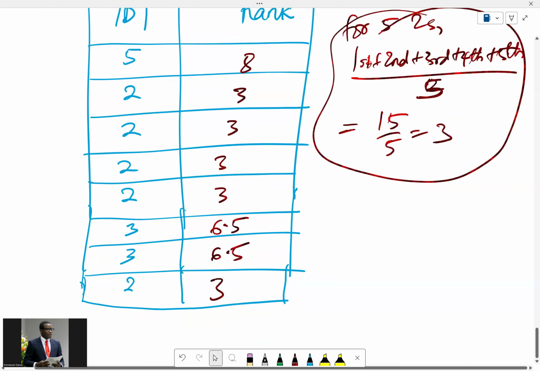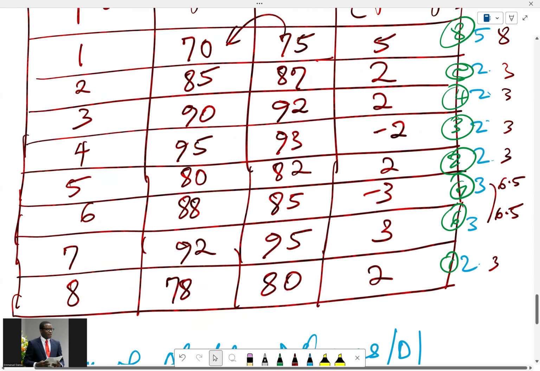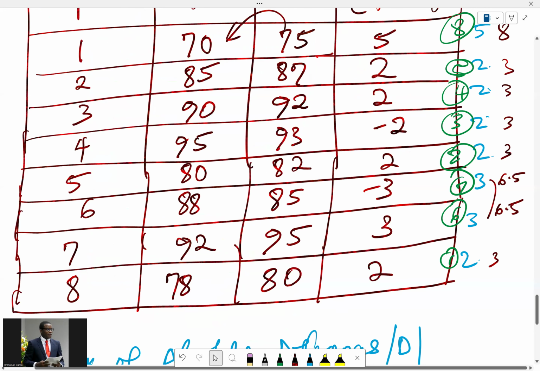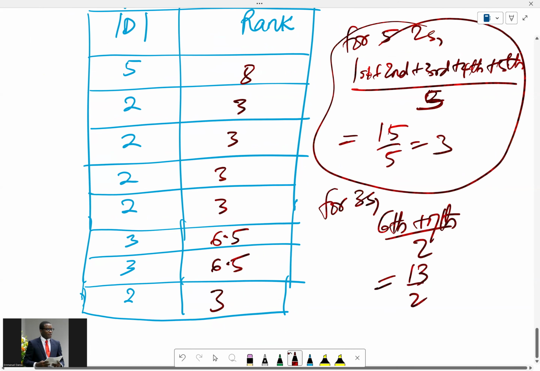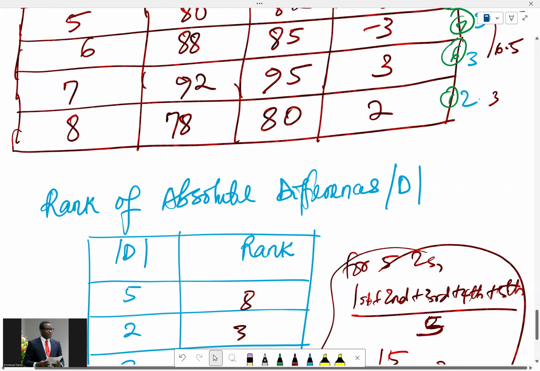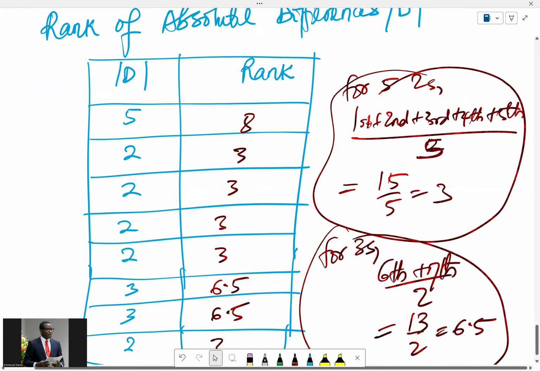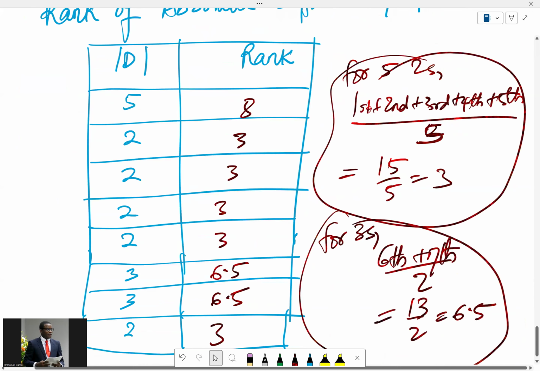And since all the twos have occupied positions 1, 2, 3, 4, 5, the threes will have positions 6 and 7, since there are 2 threes. So you say 6th plus 7th divided by 2. That's 6 plus 7, which is 13 over 2, that is 6.5. That's why the threes have rank 6.5 each. And then automatically, the 5 is rank 8. So that's how we have that.